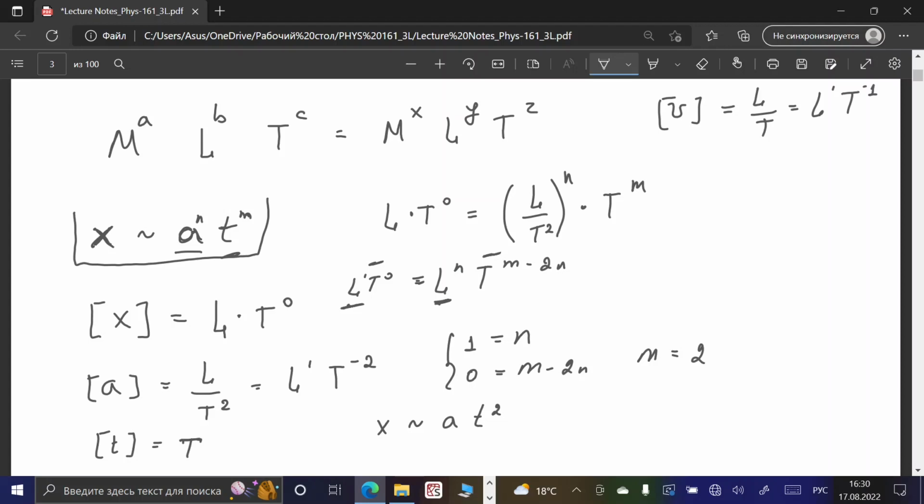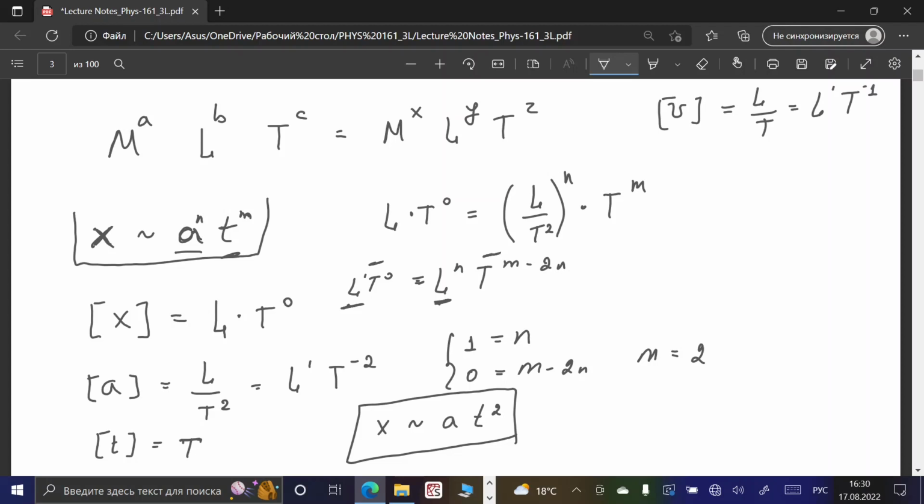So that is our solution. And with this prediction, we see that time is actually a more influential parameter than acceleration, because time appears in the second power here, as opposed to acceleration.